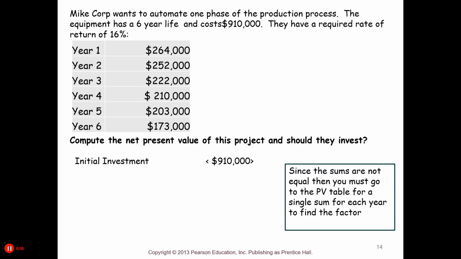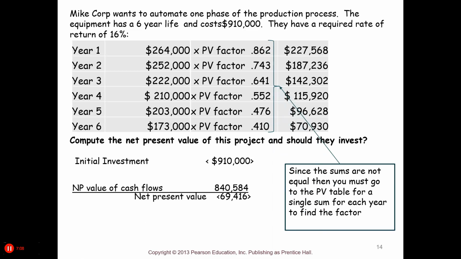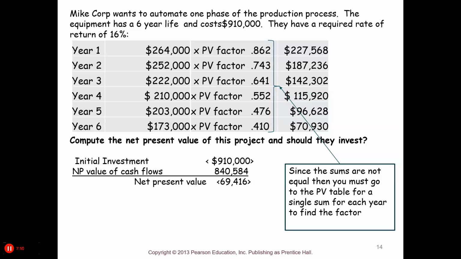We have to go to the single sum, table A, and get the present value factor for each year. And that will give us the net present value for each year. We're going to add those up. And it tells us this project has negative present value, which means we're not getting a rate of return of 16%. So we probably shouldn't invest.